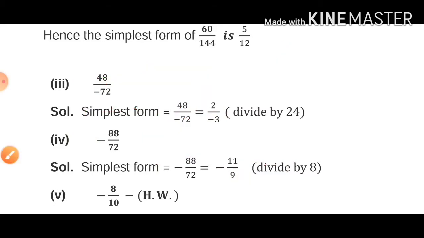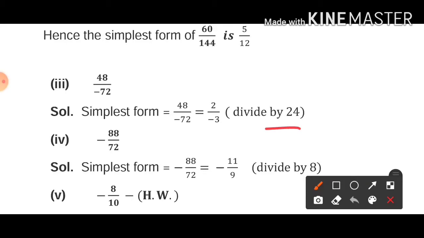Or you can directly divide by 24. 24 twos are 48, 24 threes are 72. So 2 by minus 3 is the simplest form of 48 by minus 72. Here we can find the simplest form without calculating the HCF also.